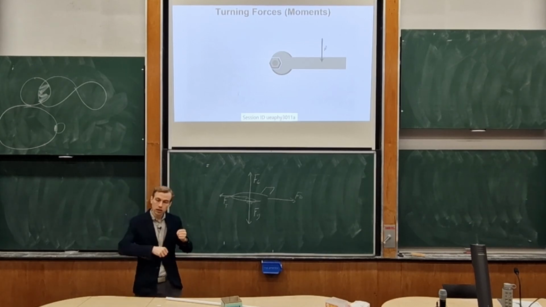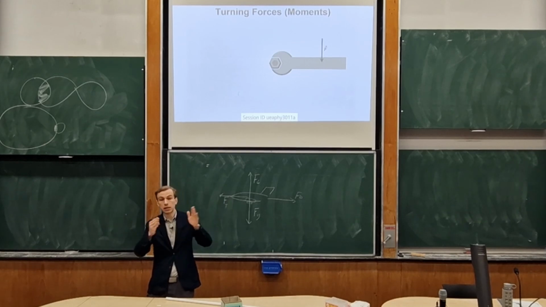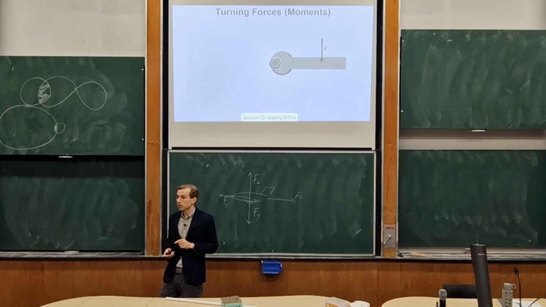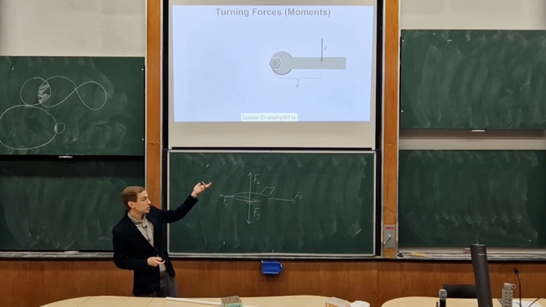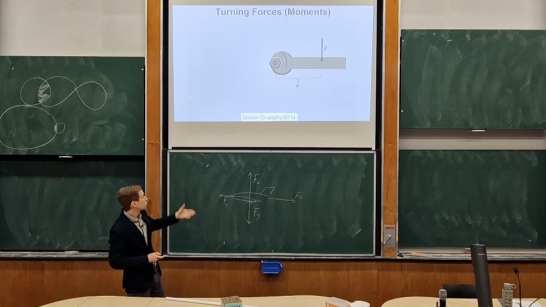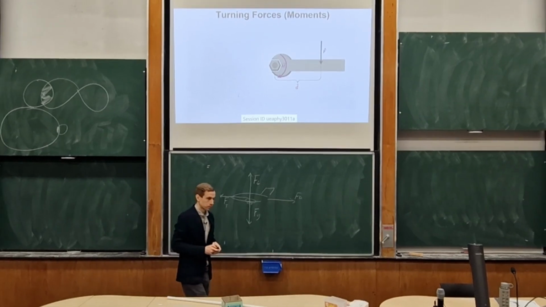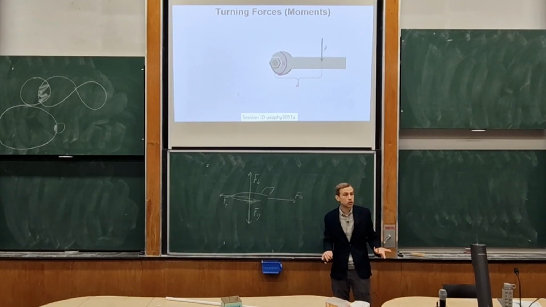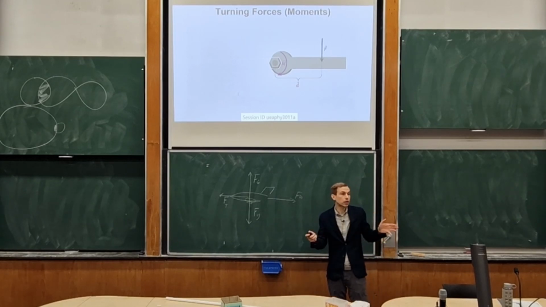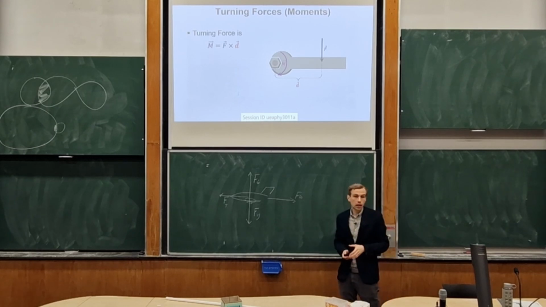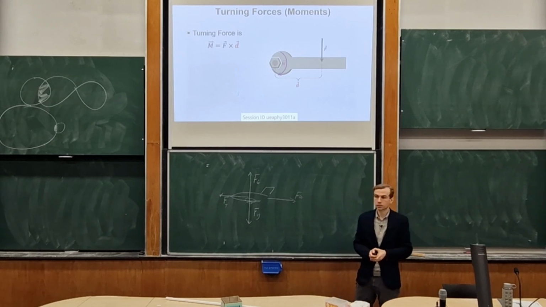How much you're going to turn the nut depends on the distance from where you exert the force to the center of the nut. So if you've got this distance d, we can actually write down what the turning force on this nut is. We can calculate this by looking at the product of that force and the distance, so how far it is from the center. That's going to be our turning force.